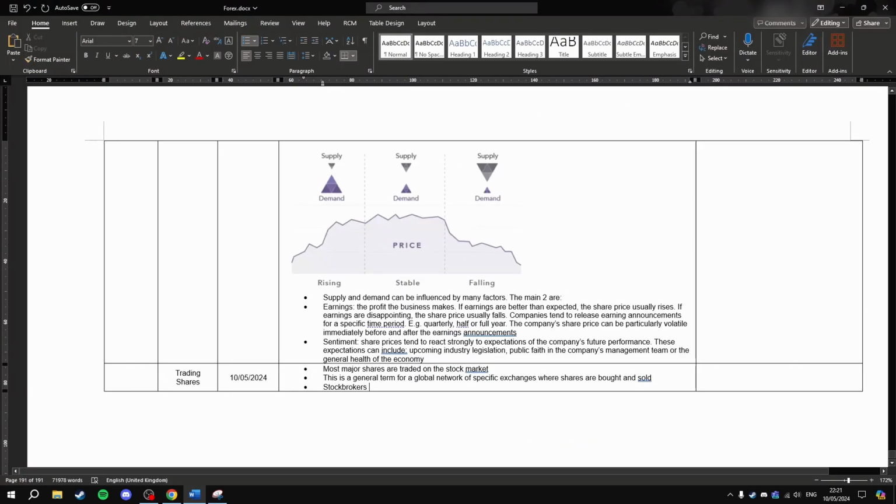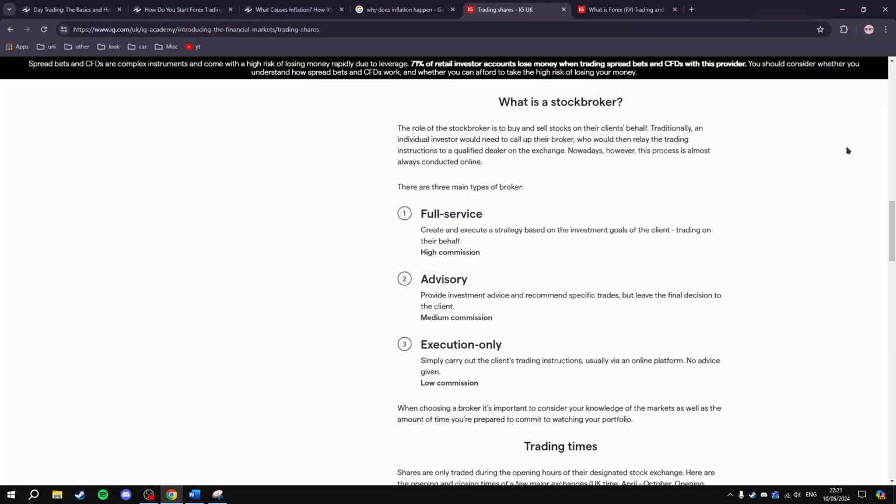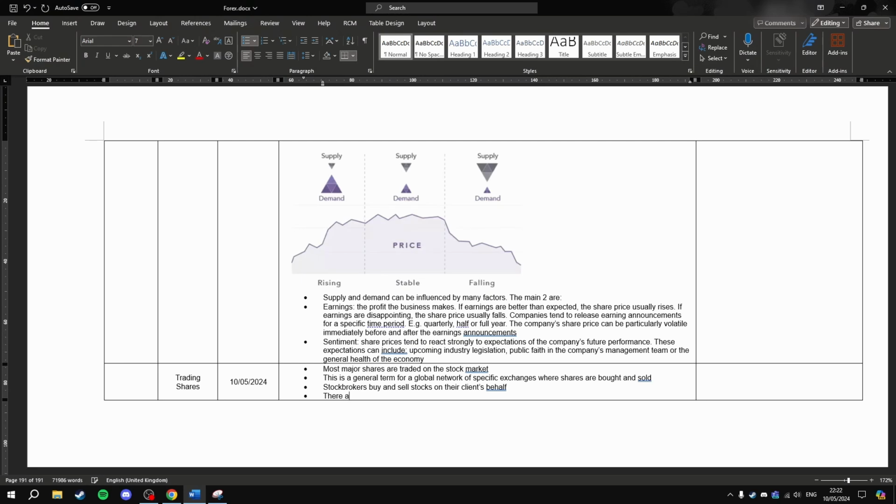Stockbrokers buy and sell stocks on their client's behalf. There are three main types of broker.